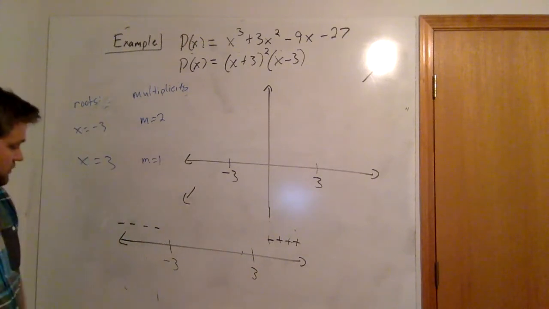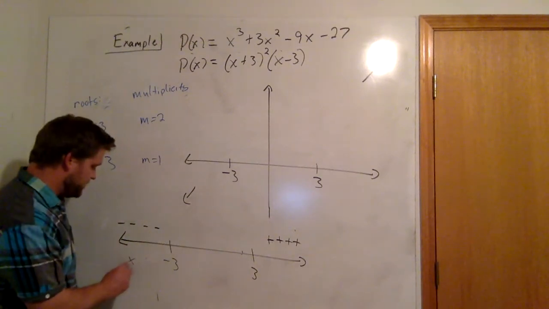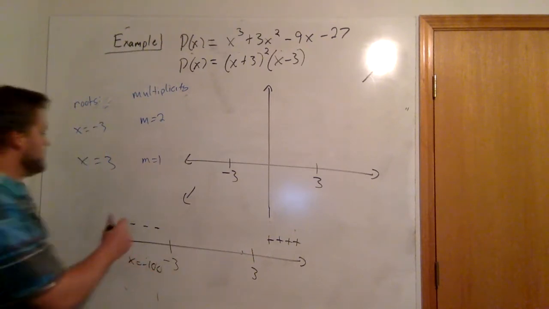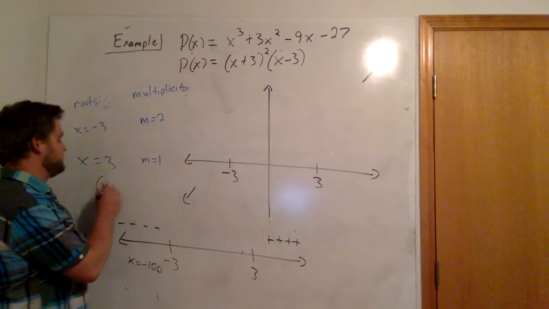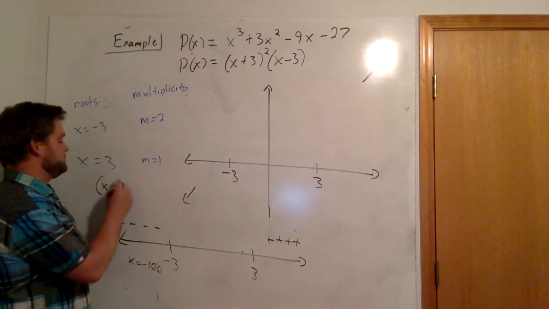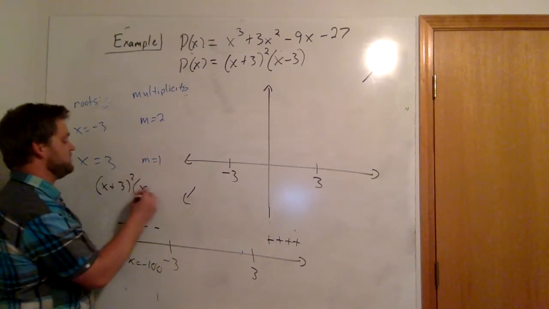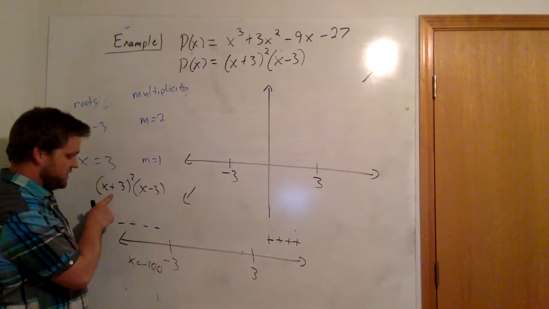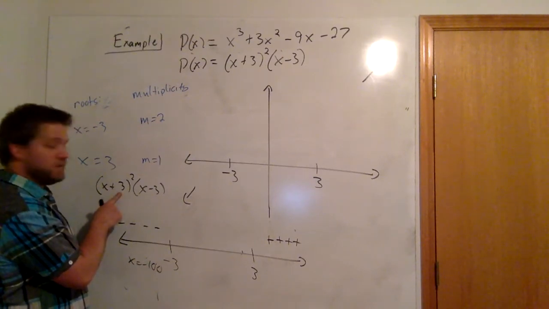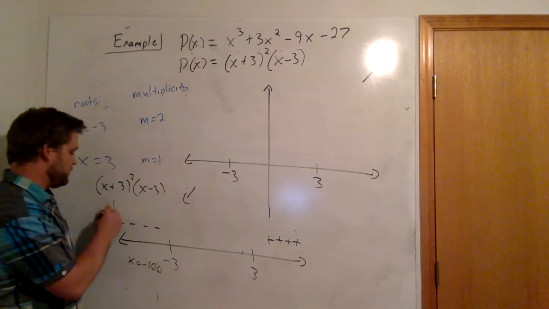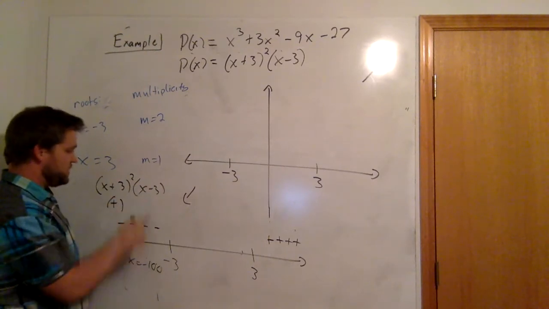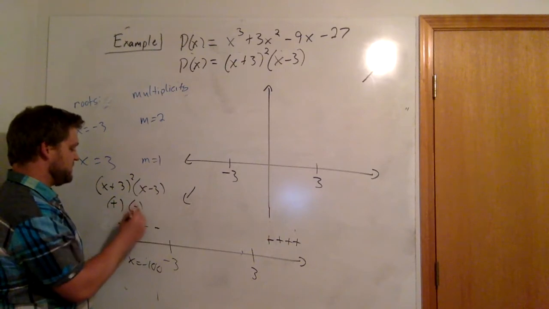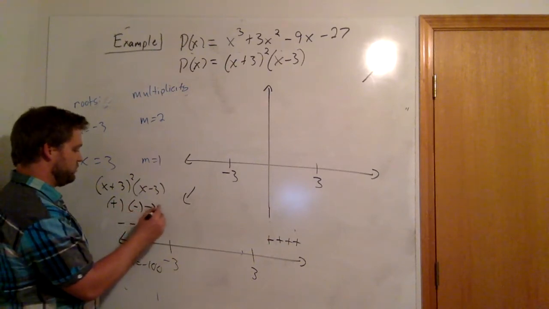Okay, so again, you could verify this. Let's say you plug in x equals negative 100. If I'm looking at the x plus 3 squared times the x minus 3, if I plug in negative 100, I'm going to get negative 100 plus 3. That's going to be a negative number, but I'm squaring it. That'll be positive. If I plug in negative 100 in here, negative 100 minus 3 is something that's negative. So the net result will be negative.